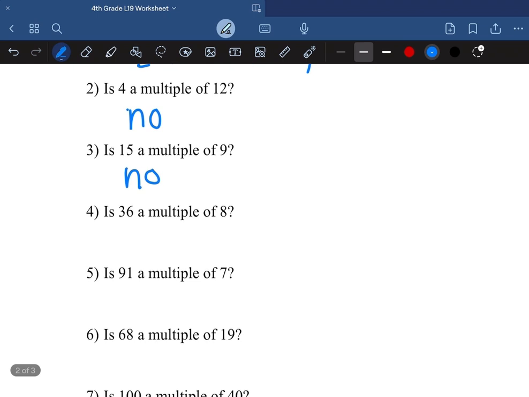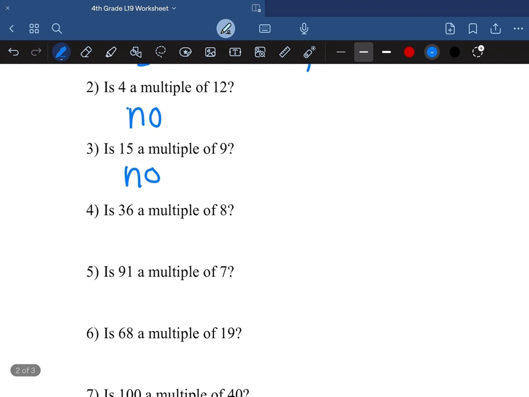Number 4, is 36 a multiple of 8? So here we're going to just list it out first. 8, 16, 24, 32, 40. So we don't see 36 in between any of these numbers, so the answer will be no.